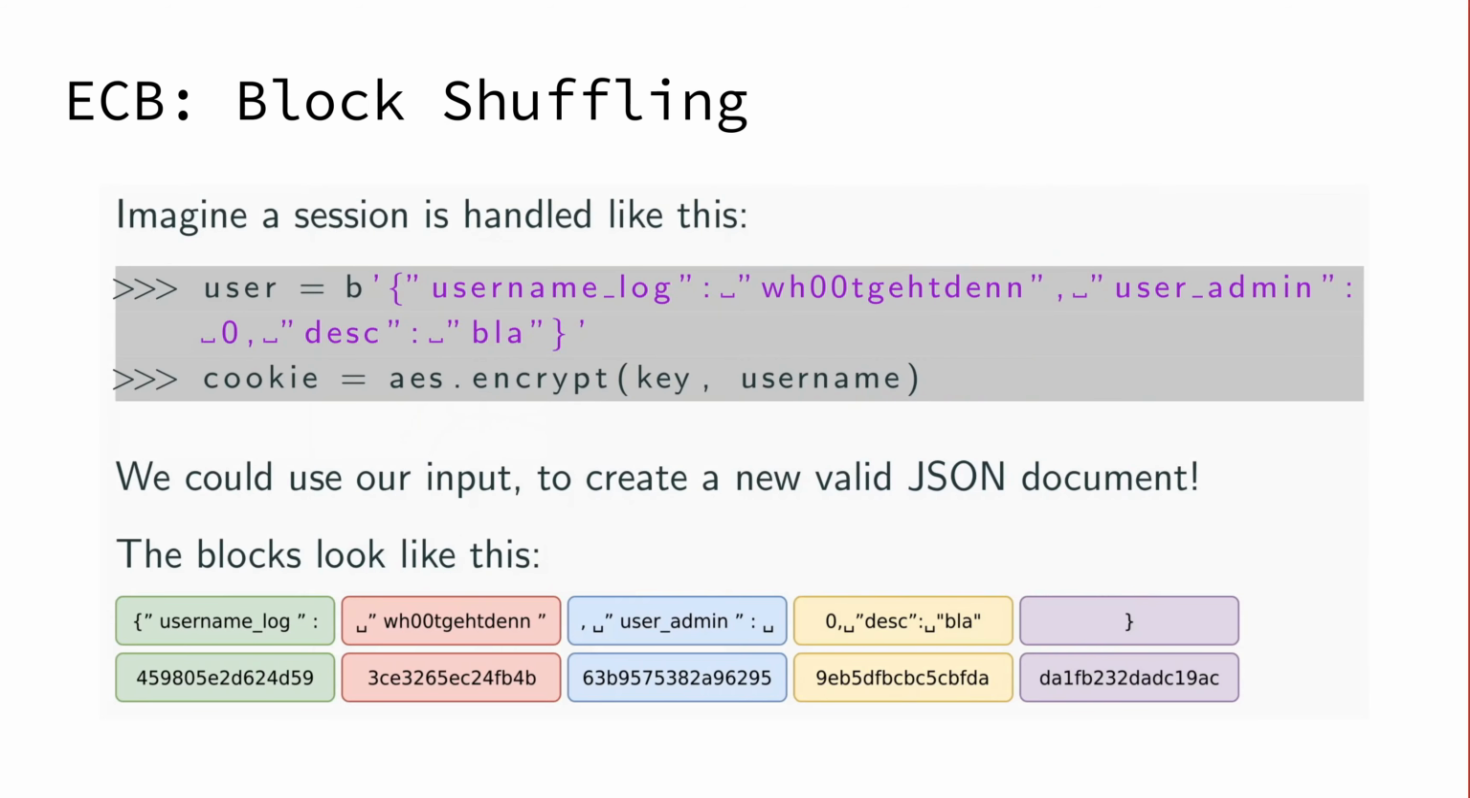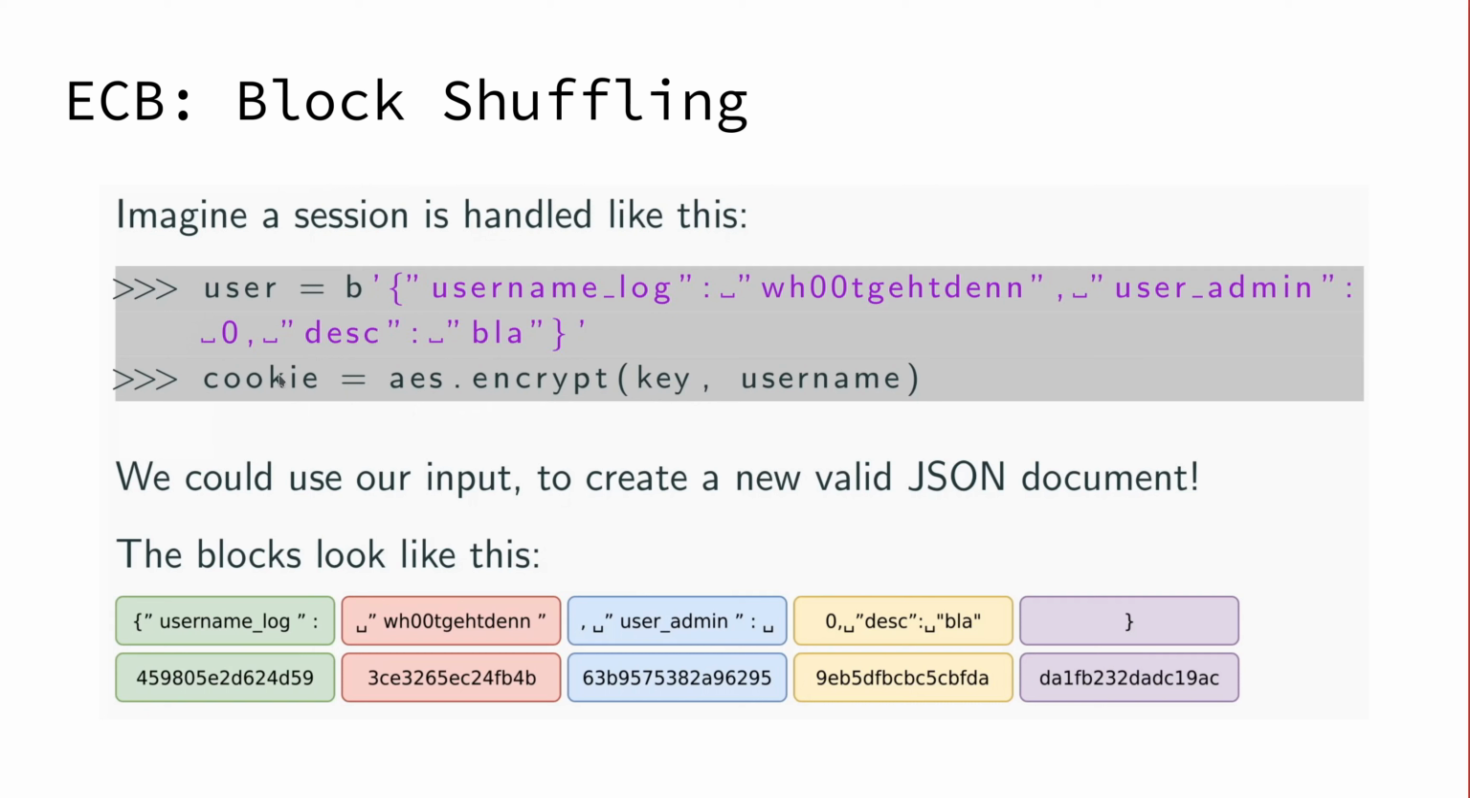So what could go wrong if we use ECB other than patterns? Well, imagine, since we've been looking at web, we're gonna look at it from this perspective. Imagine you have a session that is implemented like this. You have a session with a username, and says if the username is admin, it's 0, and the description, which doesn't matter. Then we encrypt this information with an unknown key for the user, and then store it in a cookie and give it to the user.